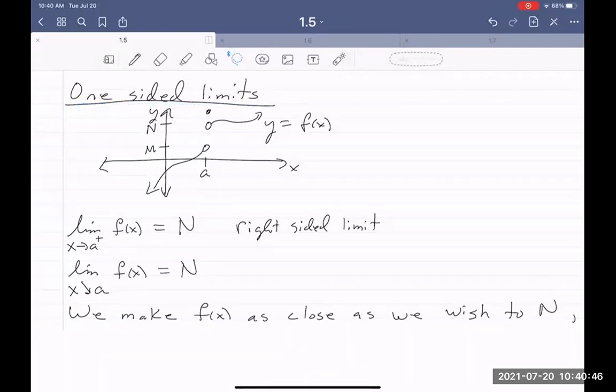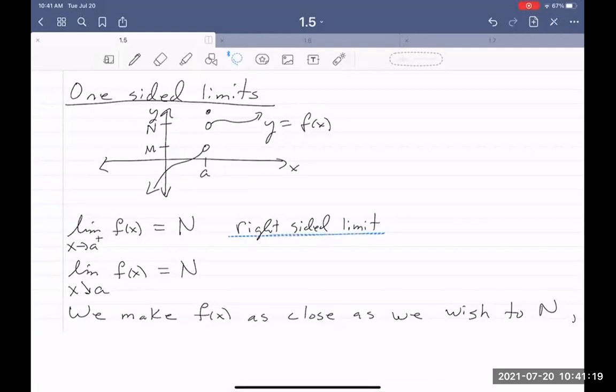Again, I'll have the same sort of function. So I have the graph of y equals f of x. It looks like this, and then at A, it jumps up here. Then past A, it looks like this. So that's the graph of y equals f of x relative to some coordinate system. And here's my y value m and my y value n.